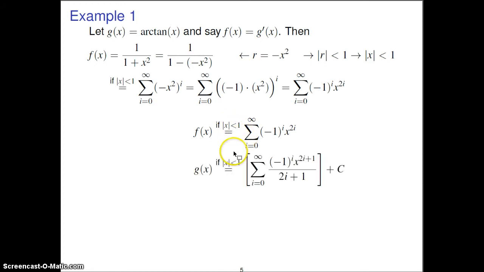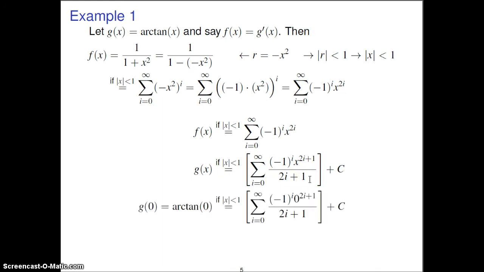And now we can integrate. So if you integrate f, you get g, and if you integrate here, well, there's a plus c, but then what happens? You integrate here term by term. This is just a number, negative 1 to the i. That's some coefficient. And then the power of 2i gets raised by 1, but then the power rule in integration says you should divide by 2i plus 1.